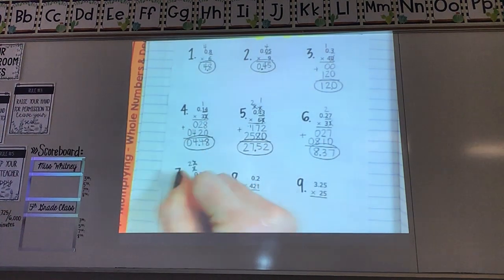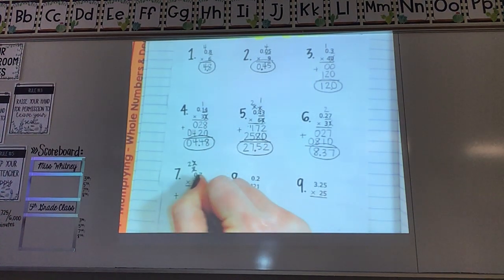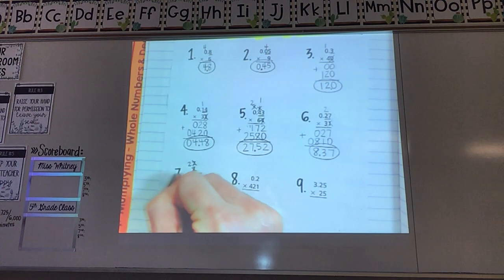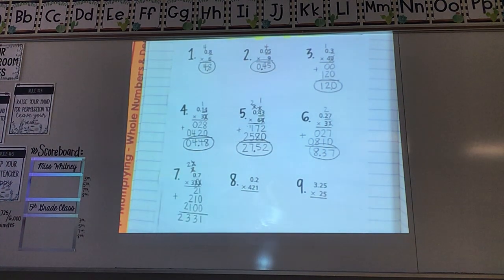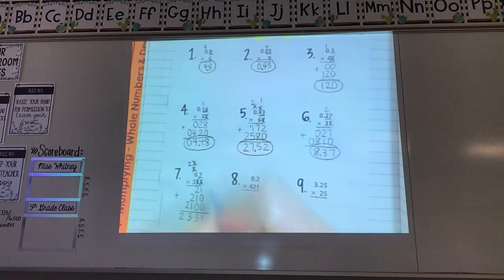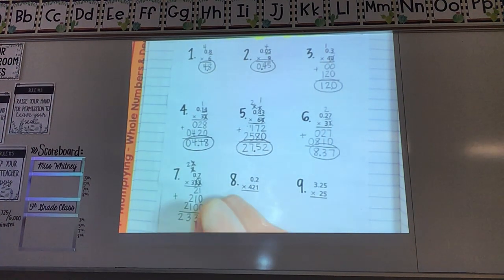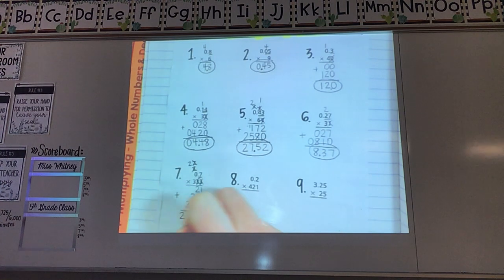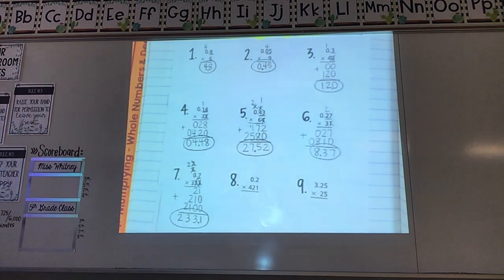And then I add all of these numbers together, being careful not to make a mistake. 2, 3, 3, 1. And then I need to decide where my decimal goes. So look up here, I only had 1 number behind my decimal. So my decimal would have to go right here so that I have 1 number behind it. 233.1.